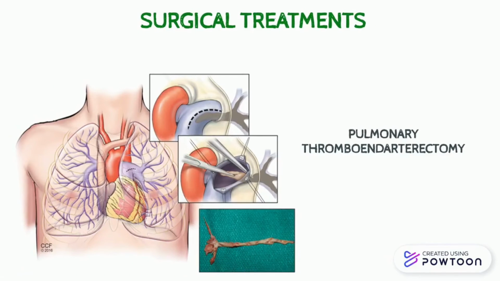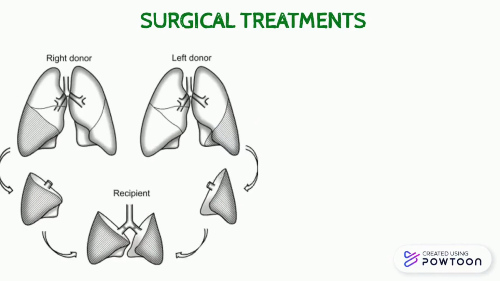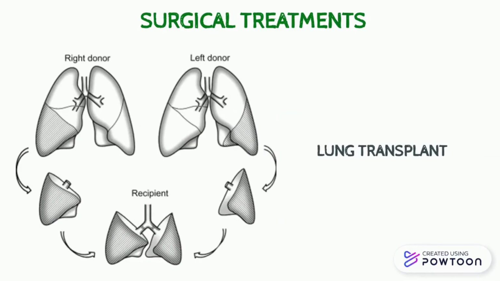There are also treatments like pulmonary thromboendarterectomy, which is used to surgically remove the blood clots in the pulmonary artery to improve blood flow and lung function. The other one is the lung transplant, which is a surgical procedure to replace a diseased or failing lung with a healthy lung.